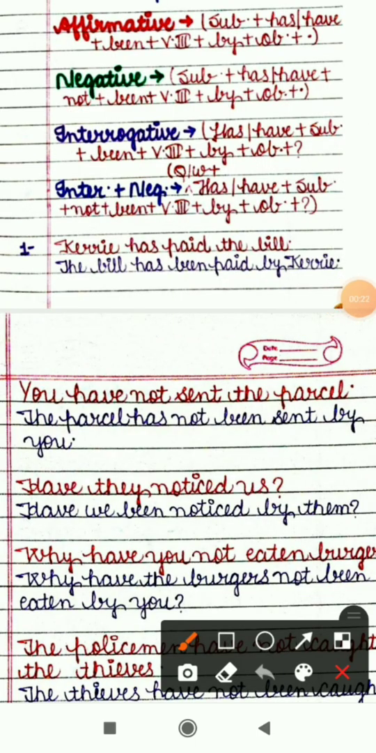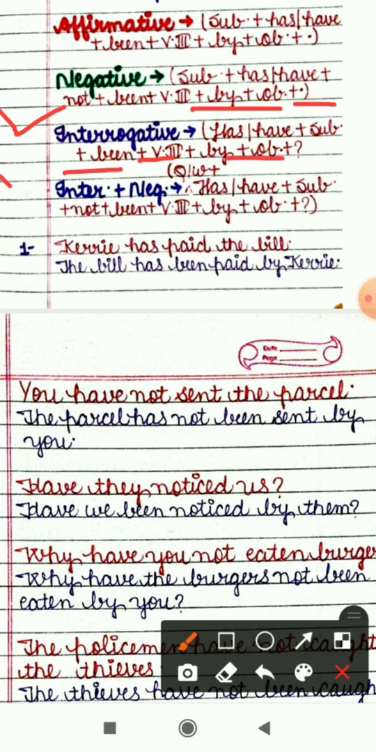Now let's move forward to see the next formula, that is of interrogative sentences. So first of all, we have to choose our new subject because according to it only we will choose the helping verb. So the helping verb which will be has or have according to the new subject, then new subject, been, verb third form plus by plus object plus question mark.